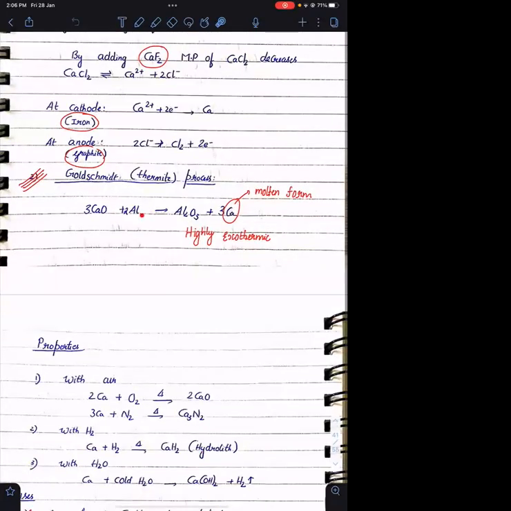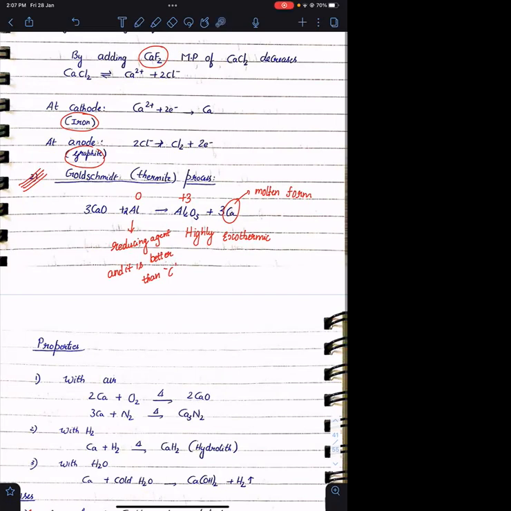Here aluminium is oxidised. Aluminium, which is in 0 oxidation state, is converting into +3 here. Converting into +3. So here aluminium is acting like a reducing agent, and it is better than carbon. Is that clear?